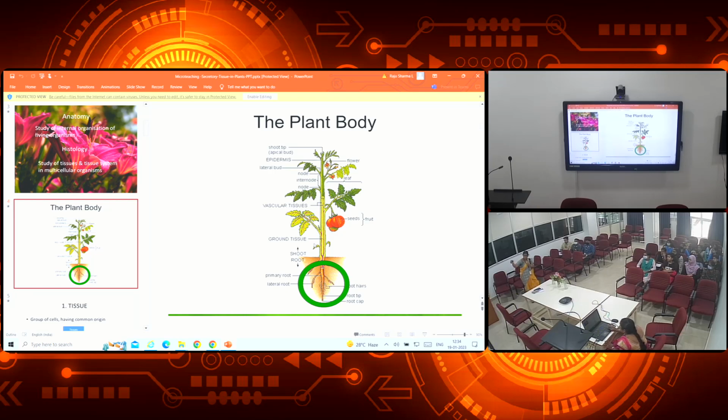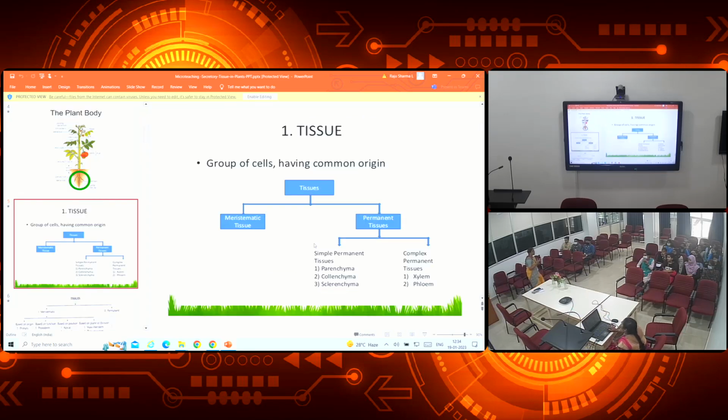In the shoot system, at the apical point we can find the growing region, and below the root tip we can find the growing region. So these two points make the plant move on from the primary stage to the secondary stage to become a big tree. These things which make the plants grow up are known as meristematic tissues. That is a tissue known as meristematic tissue.